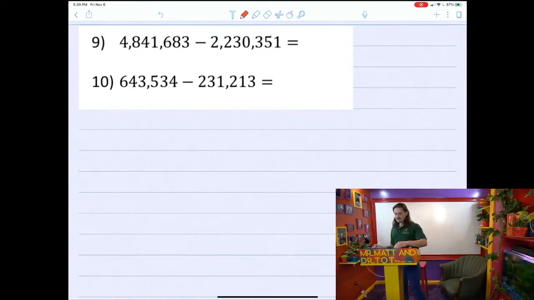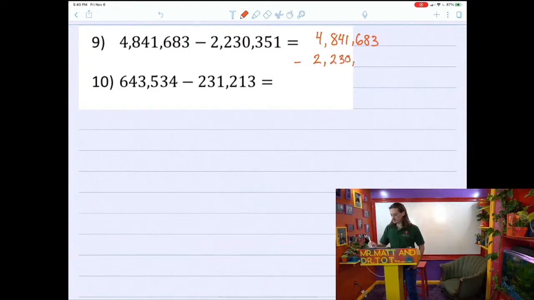Okay, number 9 says 4,841,683 minus 2,230,351. So we're going to go through the same process no matter that it's a 9-digit number. First, let me just copy it down in a vertical orientation and then match up the digits of the second value.